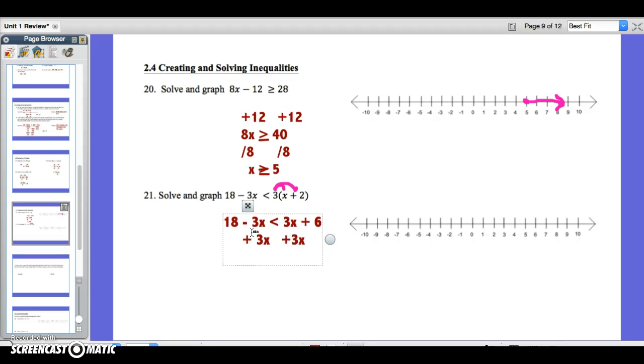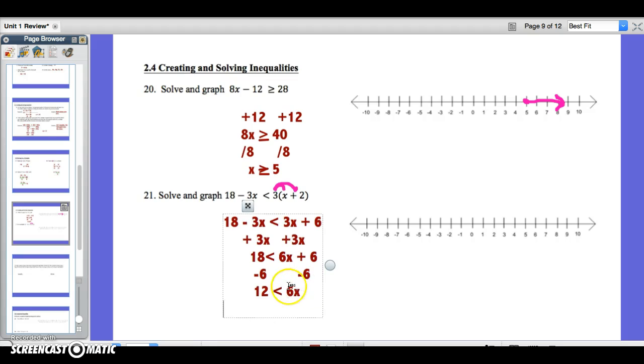That leaves me with 18 is less than 3x plus 3x is 6x plus 6. Good. So I'm one step closer. I need to continue. The inverse operation to adding 6 is going to be subtracting 6. So I'm going to subtract 6 from both sides. That leaves me with 12 is less than 6x.